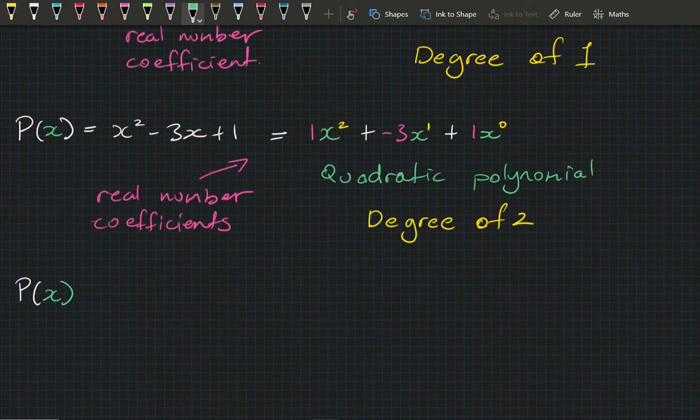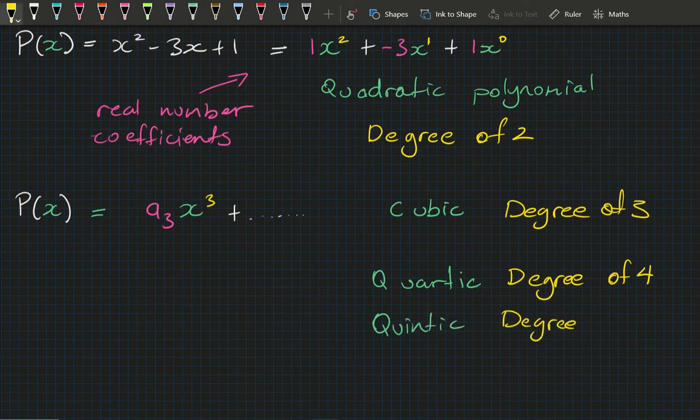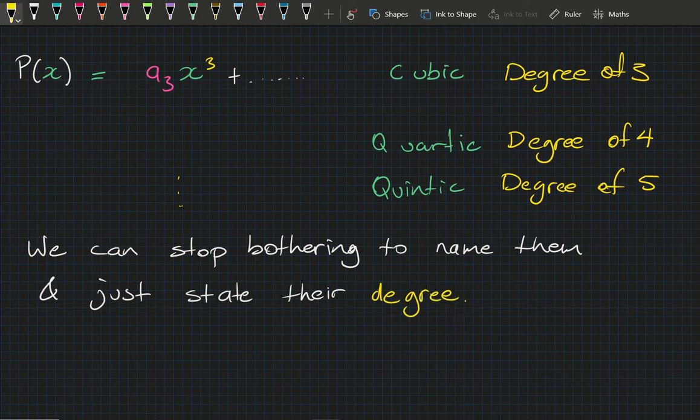And a polynomial that has a leading term of x to the 3 is a cubic with a degree of 3. And we call a quartic a polynomial with a degree of 4, and quintic for a degree of 5. And as the polynomials get higher and higher degrees, there do exist names for them, but quite often we stop bothering to name them and just state their degree. And we could potentially have a degree of any size you want, okay?